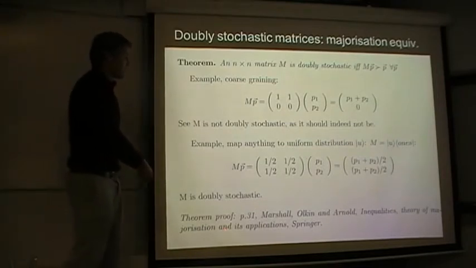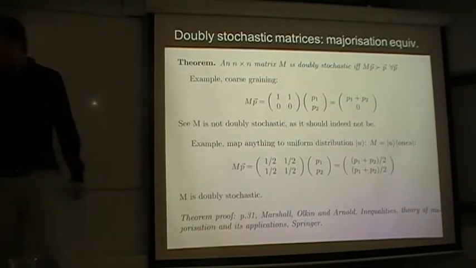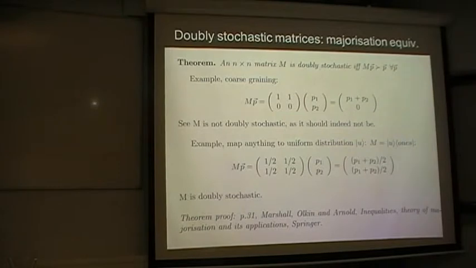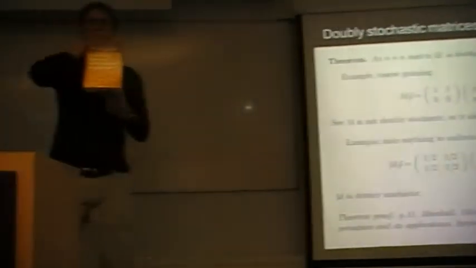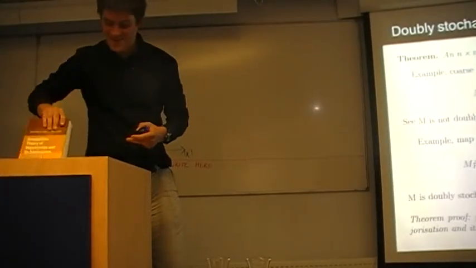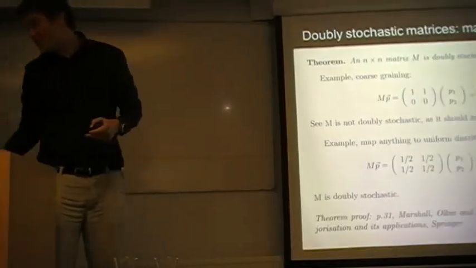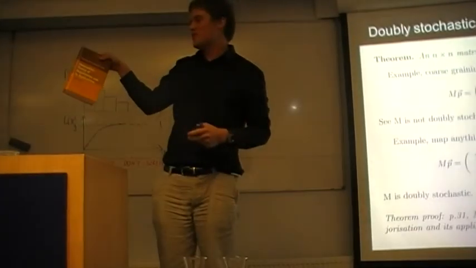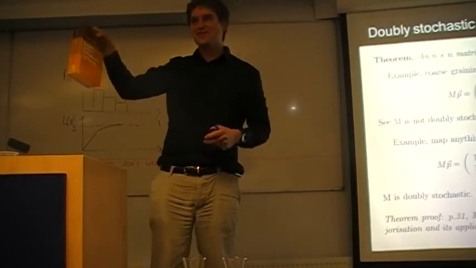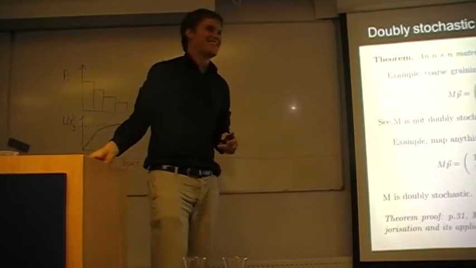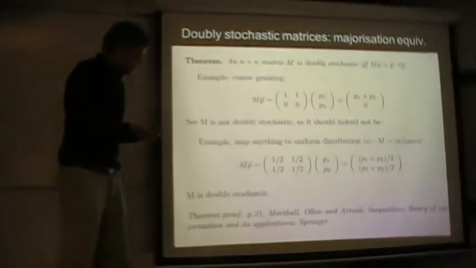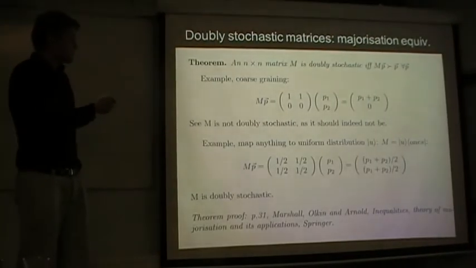So, for the proof, I direct you to this Bible of majorization. I'm going to try and stick with the more visual proofs rather than the ones that have lines of sums. Okay. It's called Inequalities: Theory of Majorization and its Applications. Okay. But let me give you some examples.